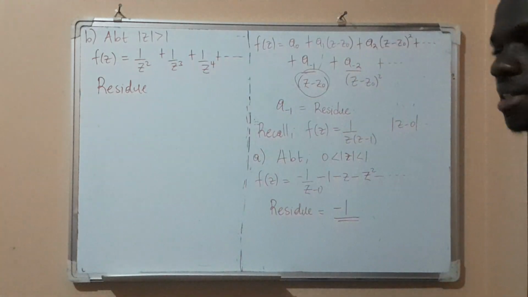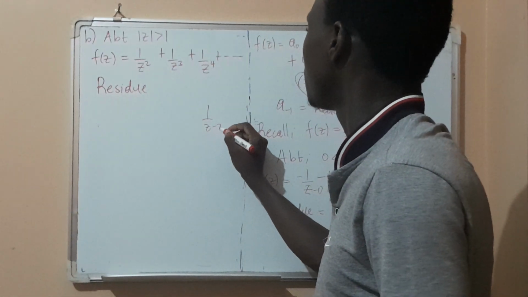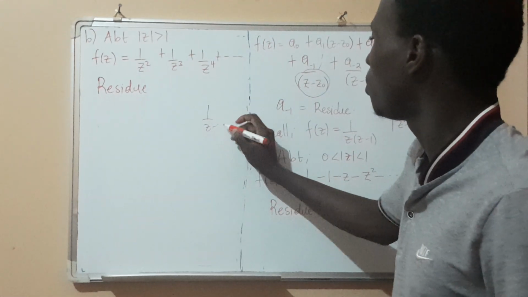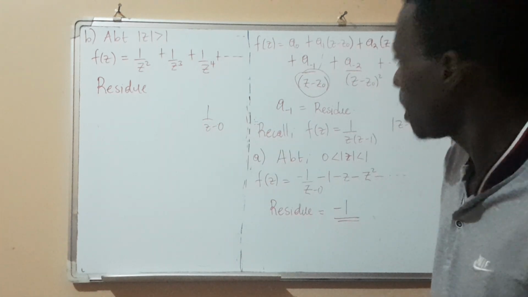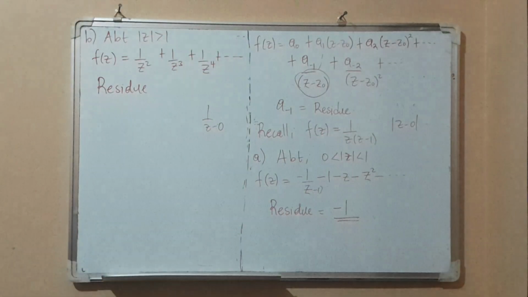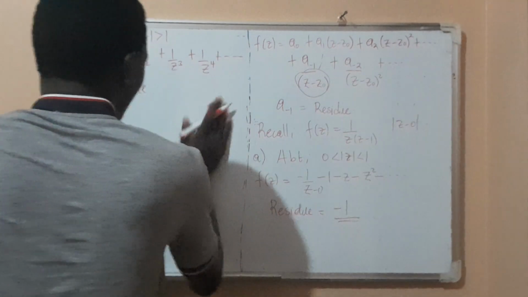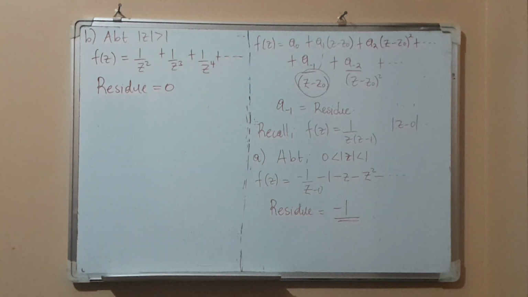So if we want to obtain the residue of this, the residue is the coefficient of 1 over z minus z naught. For this case, z naught is 0. So we look out for the coefficient of 1 over z. But we don't have 1 over z. That term is not here. So the residue is simply 0. It's like 1 over z is multiplied with a 0. So that is the residue for that case.